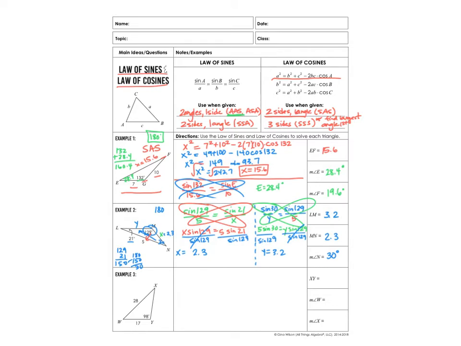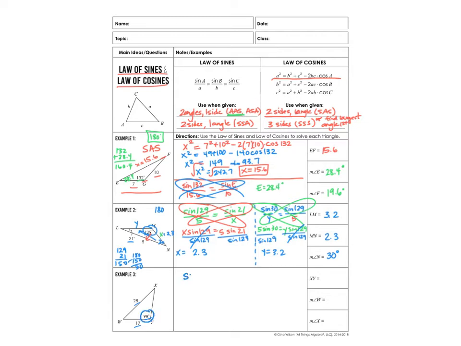Here, we have two sides and we have an angle. So side, side, angle. So again, we can use the law of sines here. And we want to use the law of sines because it's going to be easier and shorter than using the law of cosines. Okay, so if you can use the law of sines, use it.